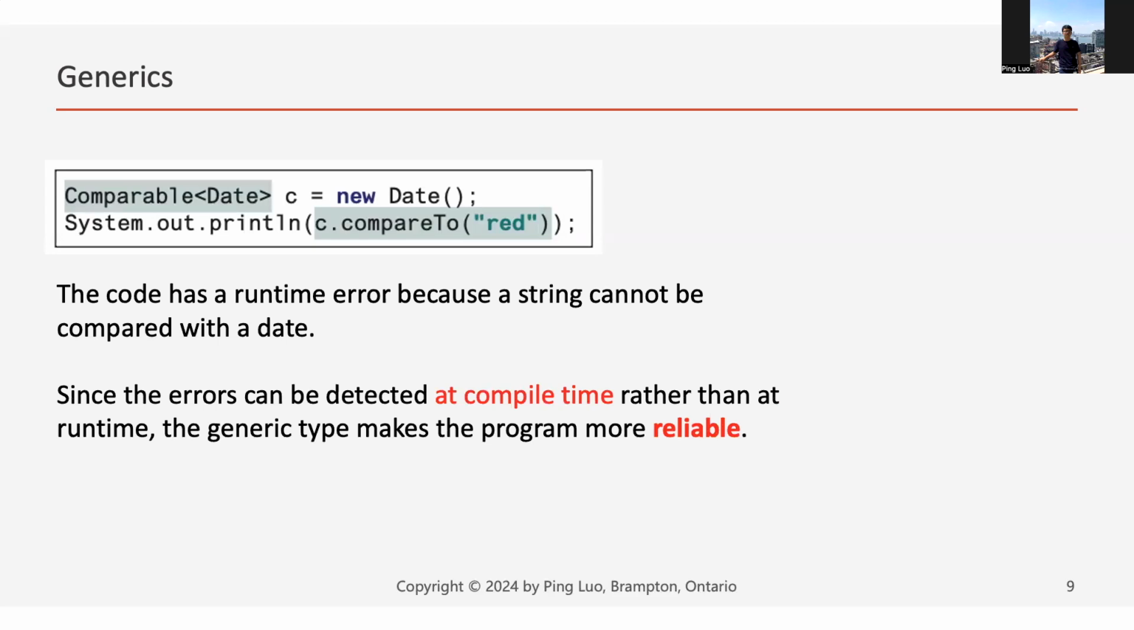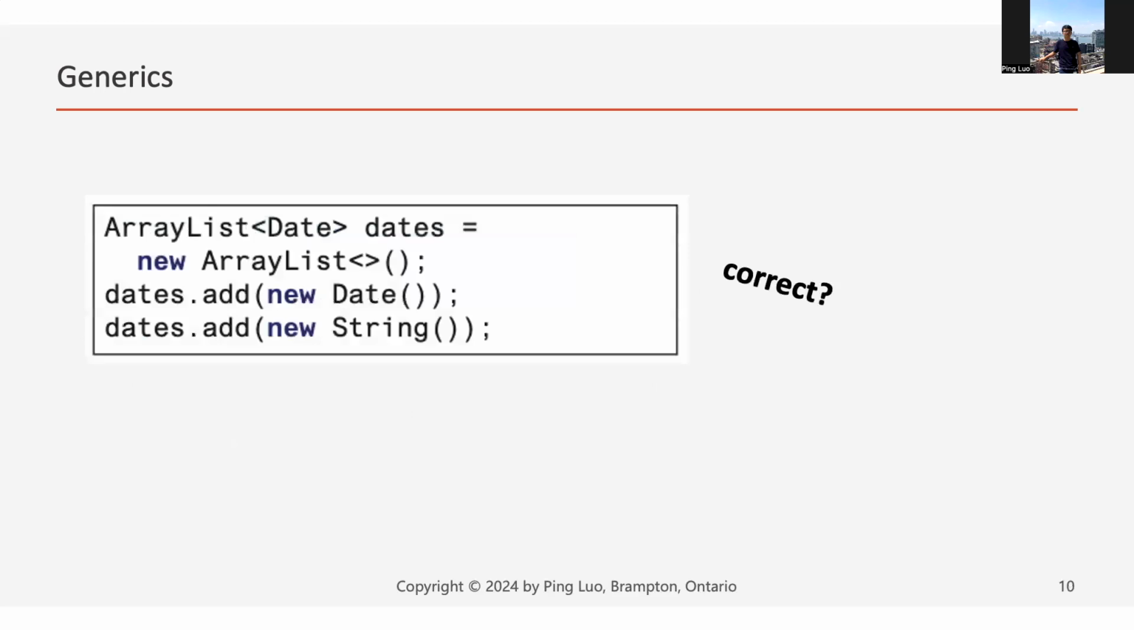Of course, we can just avoid generics and use whatever way we want. We can create an ArrayList and input strings and integers, any other things we want, into the same list. But that way we will make our list not reliable, especially for Java. So then this question will be wrong because this is a Date list, and we can only add Date items into it. If it's a string, it will be wrong.